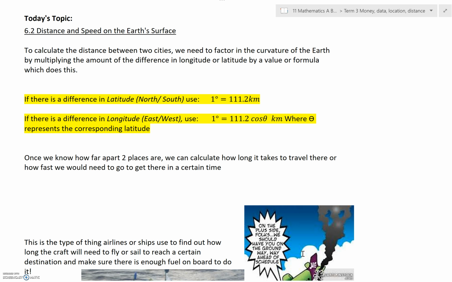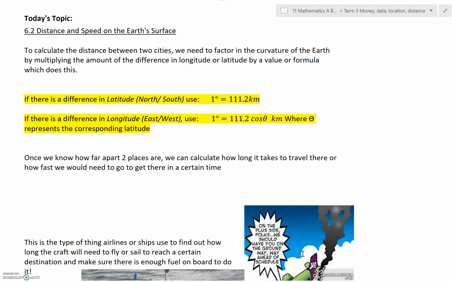If there's a difference in longitude, or east-west, for every 1 degree, we'll multiply that by 111.2 cos theta kilometers. And remember, theta is just a variable. In this case, theta represents whatever the latitude is of that position.